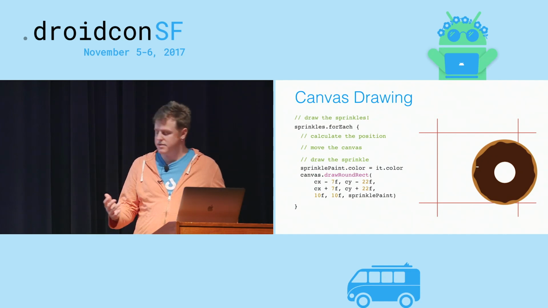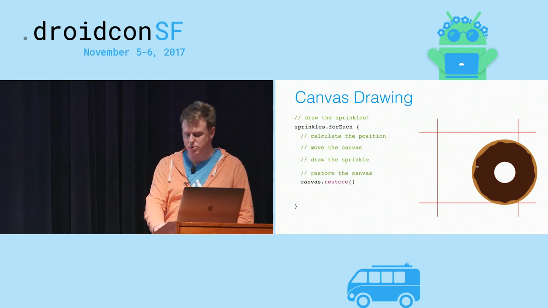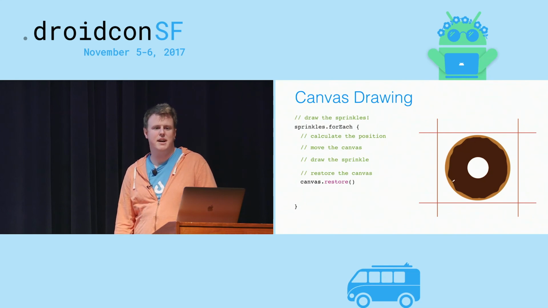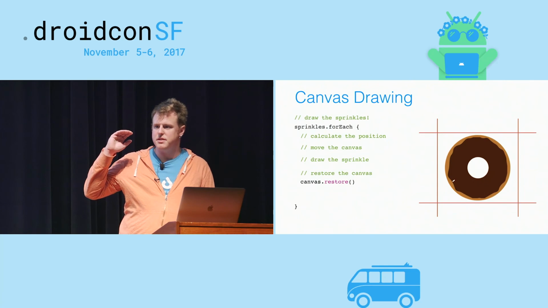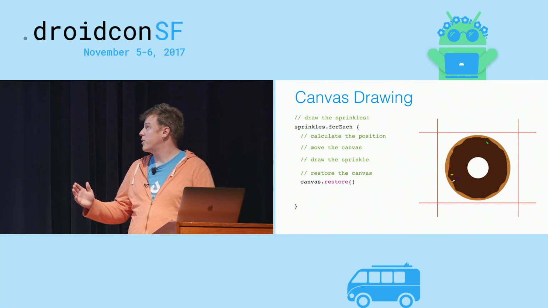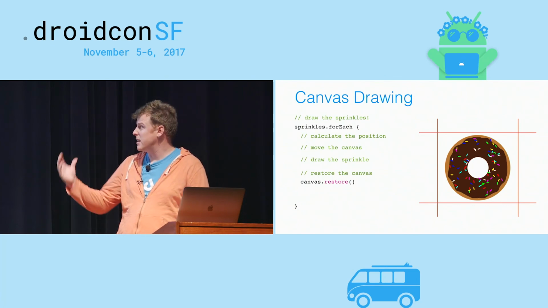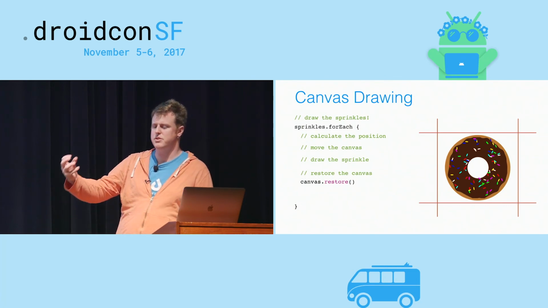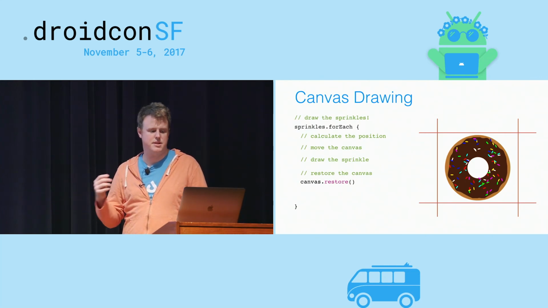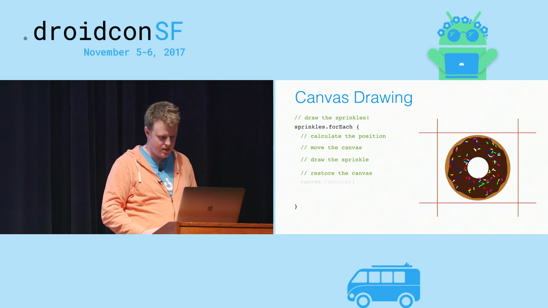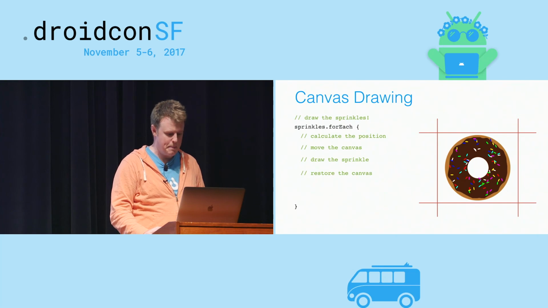And then, of course, the next step is to restore the canvas. Since we modified the canvas before, we're going to restore it, and that just moves it back to where it's supposed to be. And what that allows us to do is very quickly step through all of our sprinkles so we can draw all of the sprinkles onto the donut. All right? And every time we're moving the canvas and then drawing our sprinkle right in the center and then moving the canvas back, the user never sees that. At the end, they just see the finished sprinkles. So that's kind of the high level of how we're drawing our sprinkles.